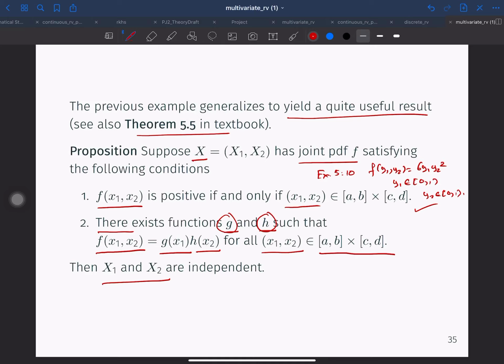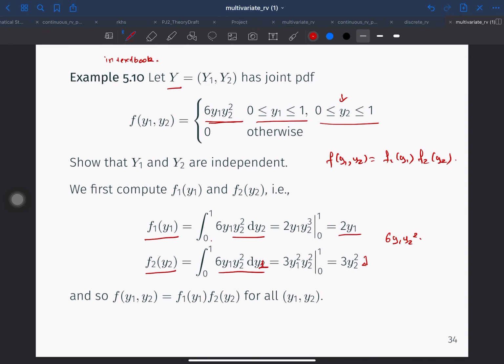So let's try to verify this result. As I said, this result provides a quick check that this one is independent, because you can write this with h as maybe 6y1, and then g as maybe y2 squared. And as I said, it is inside the square.